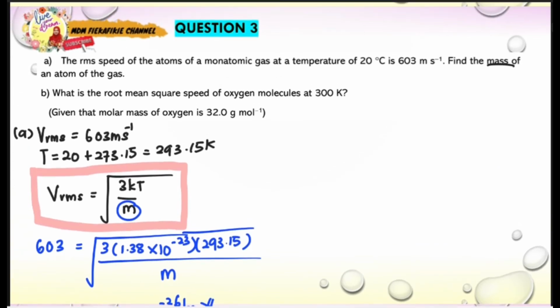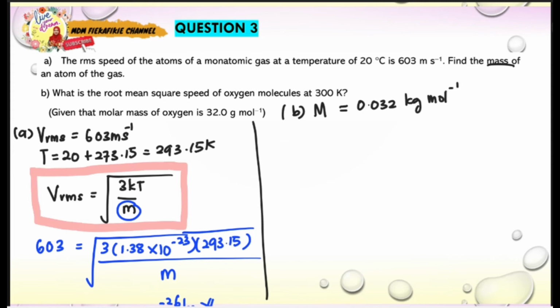Alright, and then let's proceed to question B. Okay, kita tulis kat sini lah. Okay, what is the root mean square speed of oxygen molecules at 300 K given that the molar mass? So this time we are given the molar mass of the oxygen, okay, and the molar mass is given in gram per mole. Okay, molar mass adalah capital M. Make sure you tukar kepada kilogram per mole, okay? Alright, okay, so temperature is given 300 Kelvin.